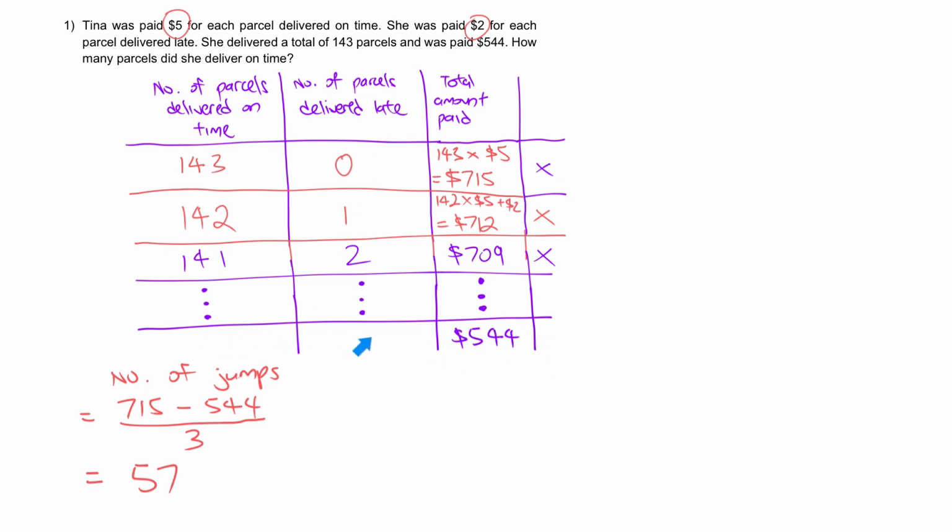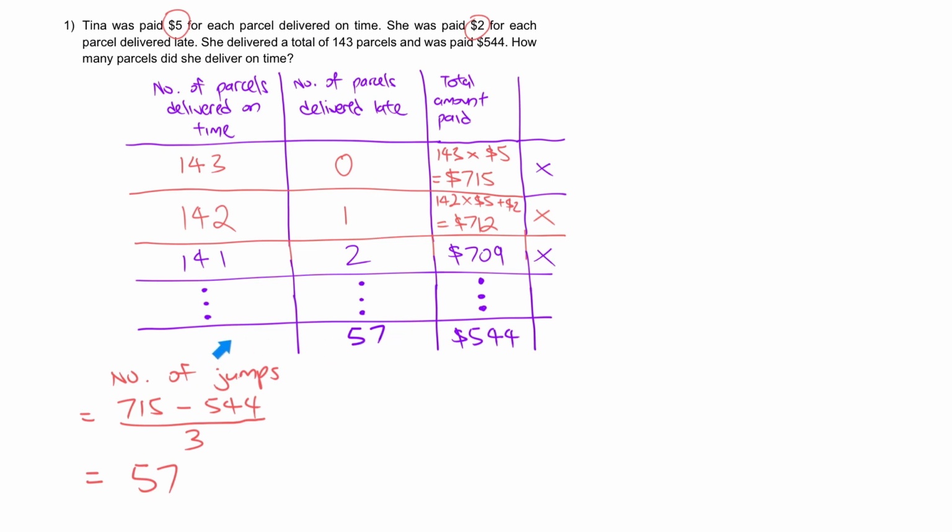Then how do I fill in the numbers here? I know that if I do it once, I jump once, this is 1, I jump twice, this is 2. So if I need to jump 57 times, it will be 57 here. And if it's 57 here in total, there must be 143, isn't it?